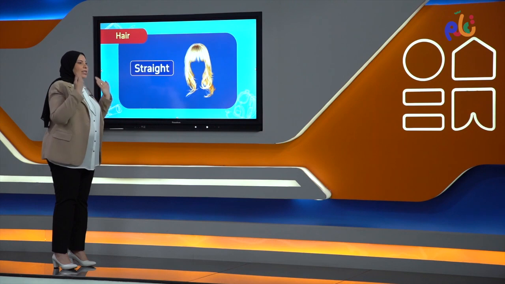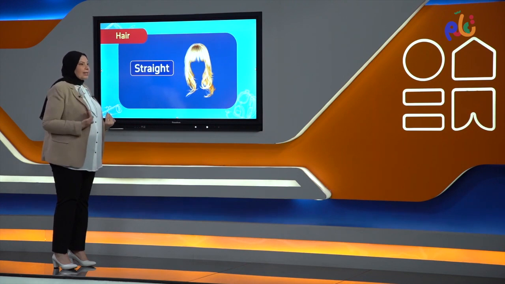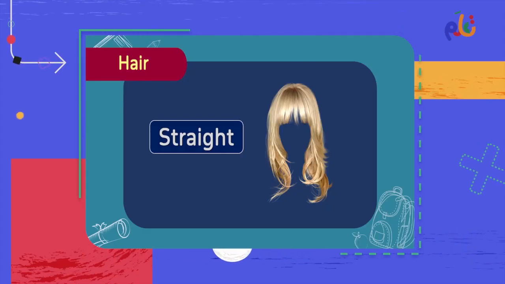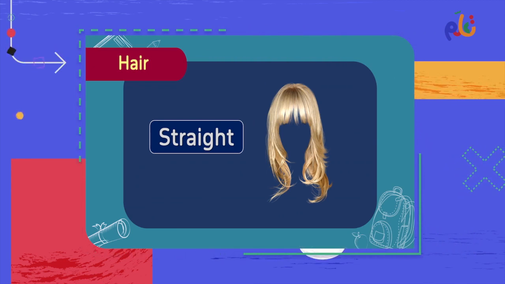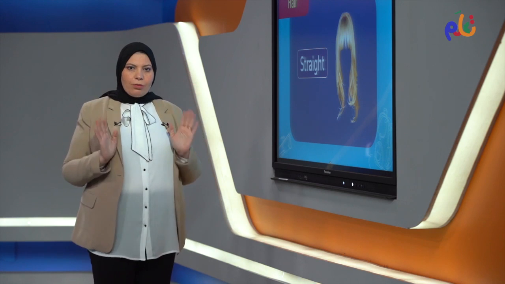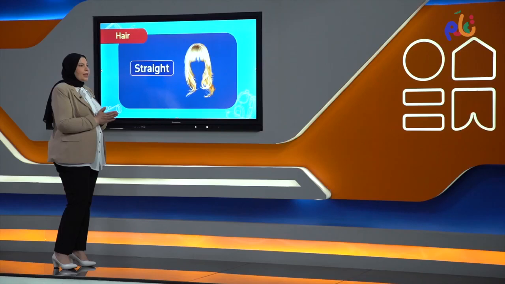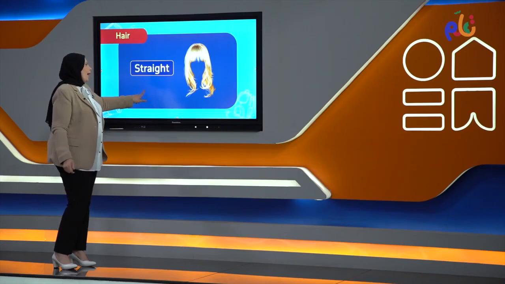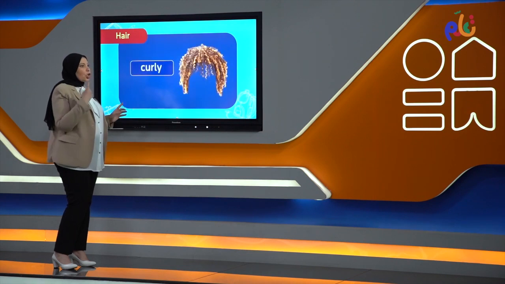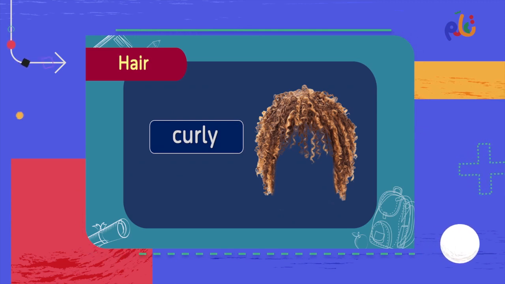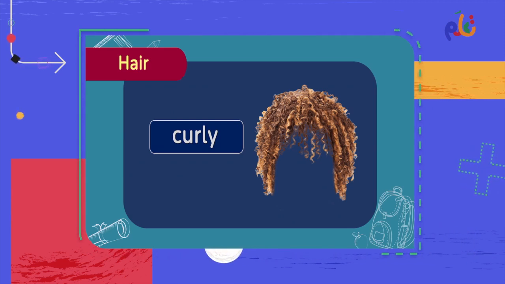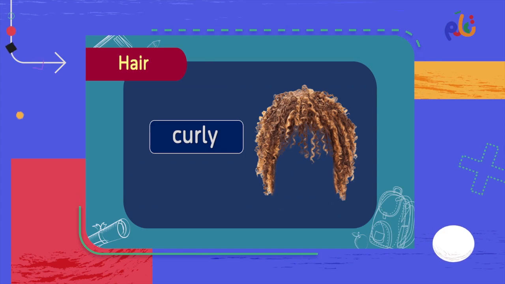So we have straight hair, which is hair that is not curly. So we call it straight hair. And we also have curly hair. So we have straight hair and the opposite is curly hair.